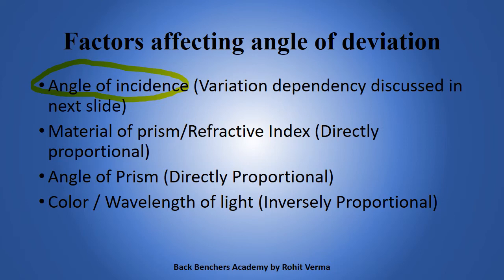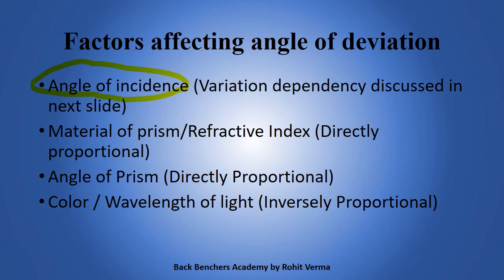Third thing is angle of prism, which is the topmost angle. If this is the prism, with the base B, let's suppose, then the angle right on top is A, that is the angle of prism. If this angle of prism is more, then there will be more bending. So it's directly proportional, which means the higher the value of the angle of prism, the more the deviation produced, which means the angle of deviation will be high.